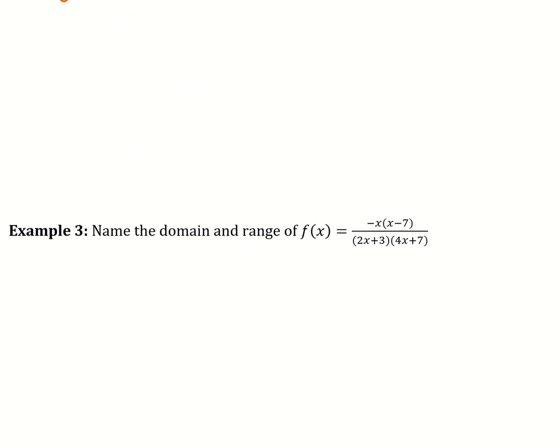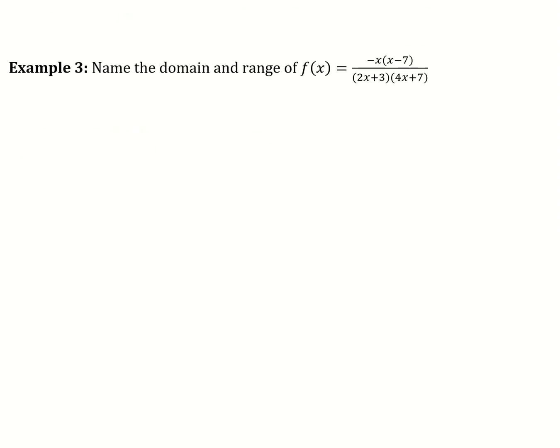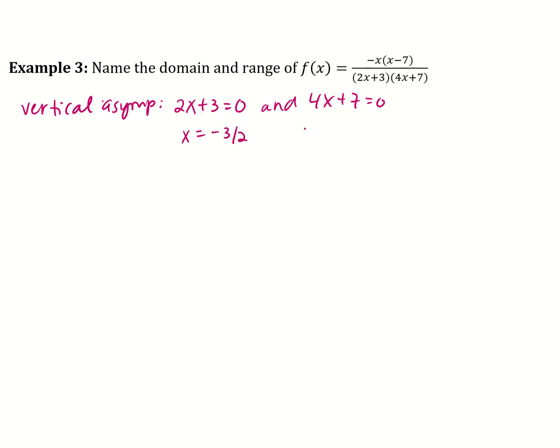Last one. Check out the domain and range here. You know the drill by now. Let's start by talking about what's not in the domain. Well, the vertical asymptotes are going to come from where 2x plus 3 is 0 and where 4x plus 7 is 0. So the two x values you're not using are negative 3/2 and negative 7/4. This, for the record, is negative 1.75, I think, and this would be negative 1.5.